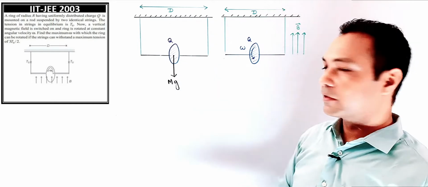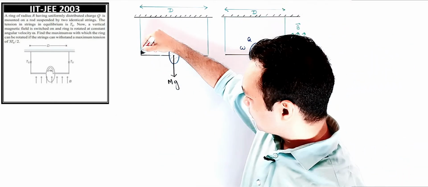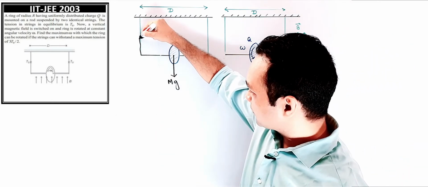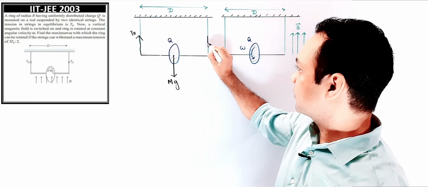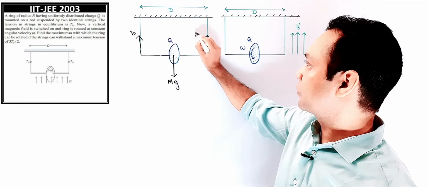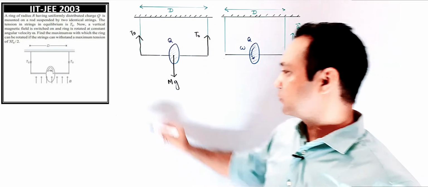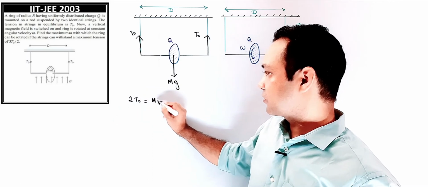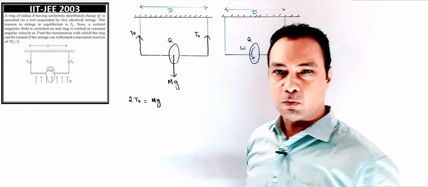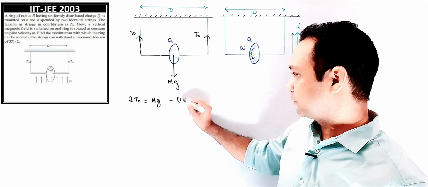and tension in either string is T naught, and there is no rotation, everything is in equilibrium. So simply we can write the net force is 0. It means 2T naught is equal to mg. So 2T naught is equal to mg means T naught is equal to mg by 2. That is the first thing that we've got.